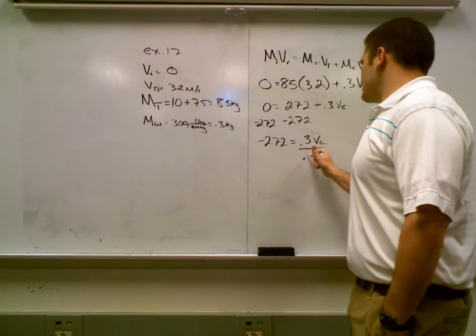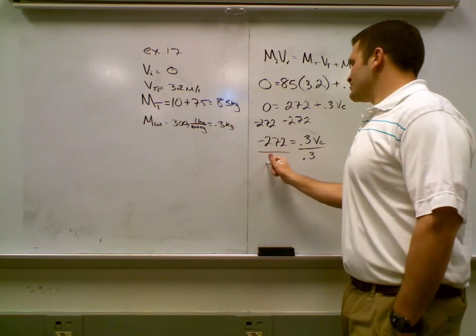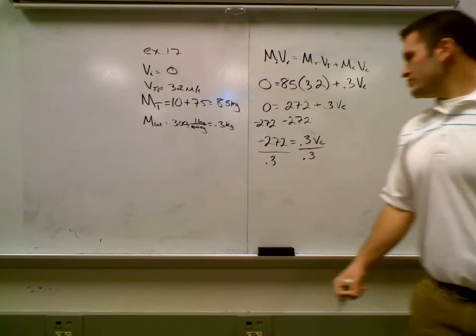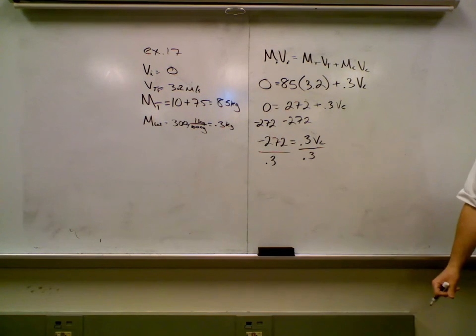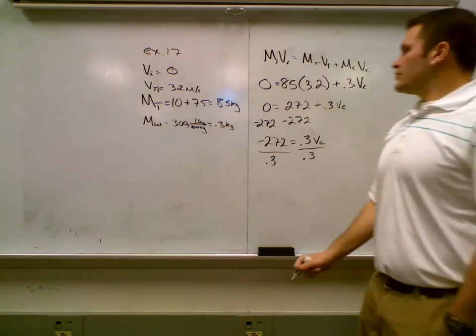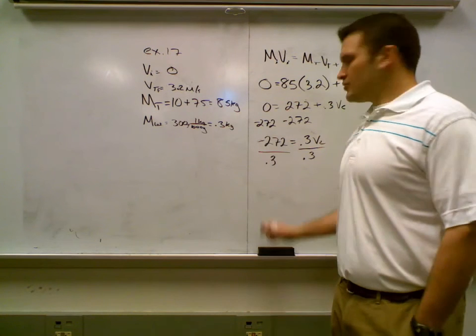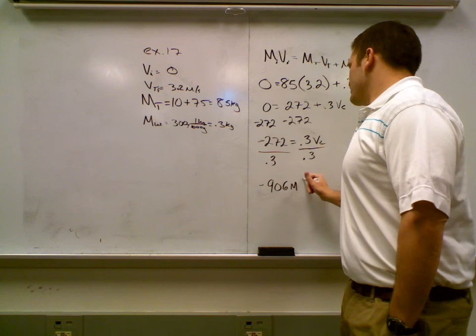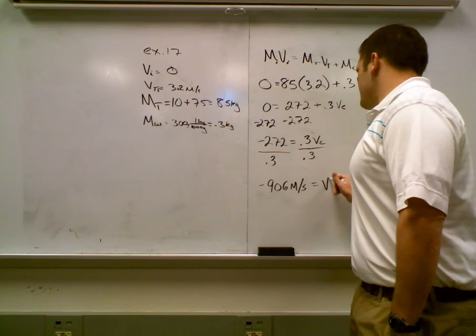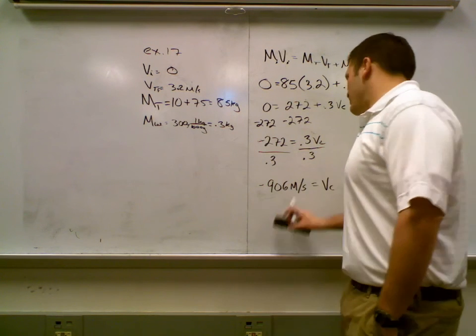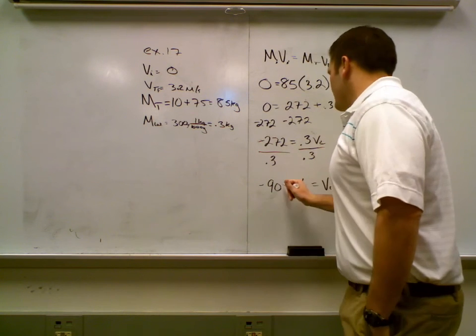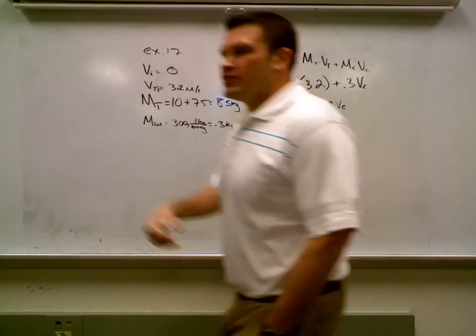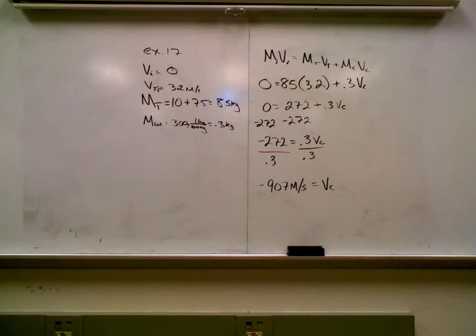Julian, does this make sense? Okay, so 272 divided by 0.3, what is that? Negative 906. We'll go with negative 906 meters per second. We can call it 907, right? So that means the CO2 leaves the fire extinguisher at 907 meters per second.